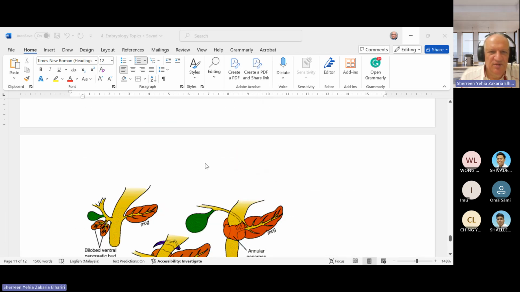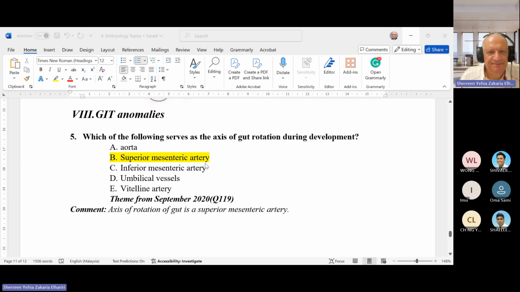The last question that usually comes in the exam is in GIT anomalies. It is the last anomaly we have. Which of the following serves as the axis of gut rotation during development? Of course, the rotation of the gut can cause malrotation or twisting. The axis is the superior mesenteric artery.